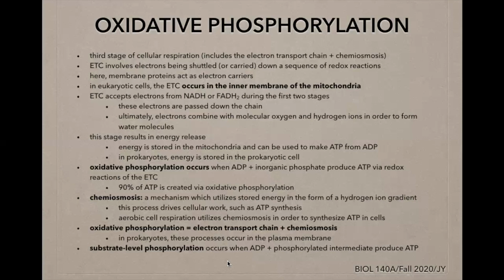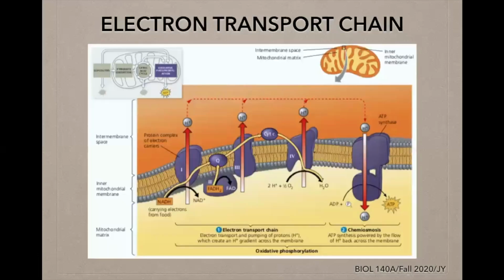So in the next slide, we see the electron transport chain coupled with chemiosmosis. Collectively, these two processes are termed oxidative phosphorylation. Just to reiterate, the electron transport chain relates to the actual transport of electrons and pumping of protons across a membrane, and this creates a gradient. And then in chemiosmosis, we have ATP being synthesized, and this is powered by the flow of hydrogen ions back across the membrane.